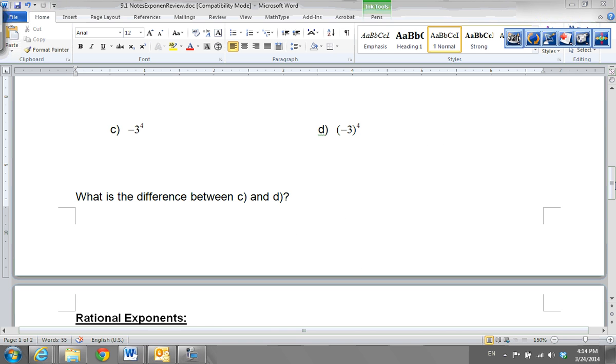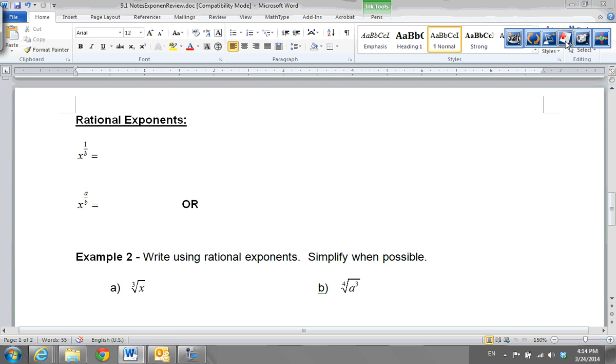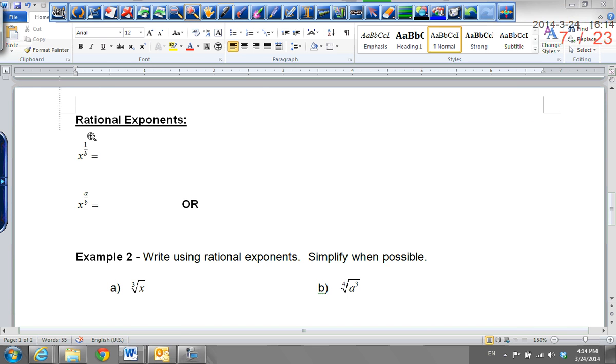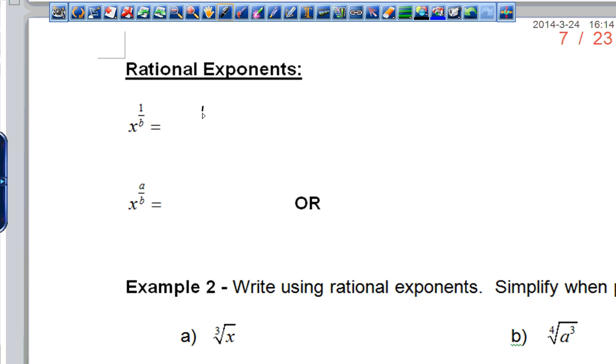Next thing is rational exponents or fractional exponents. The denominator of the fraction tells us what the index is. So this one is going to be the b root of x. Same thing here, the b root of x to the a, or you can put the a on the outside like that.